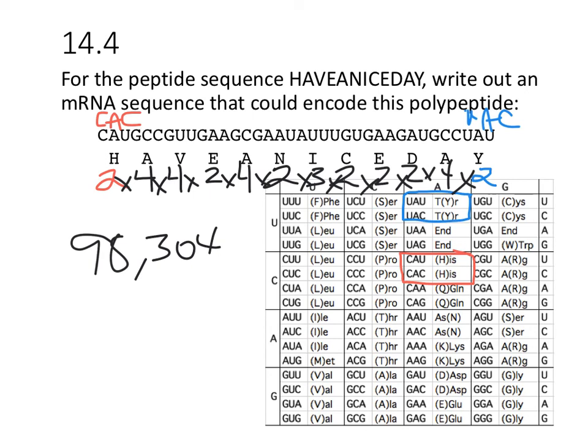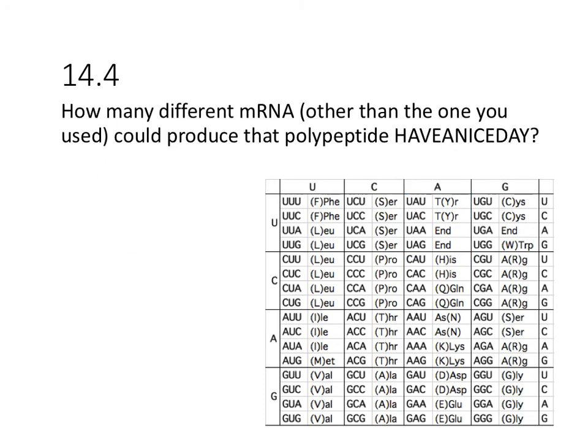the protein sequence. So 98,304 is actually a pretty small number compared to the total number of codon possibilities in a protein that's that long, which you could do by multiplying 4 times 4 times 4, the number of amino acids long that is. It's a huge number. So that was the answer to that question. How many different messenger RNA could produce that polypeptide?